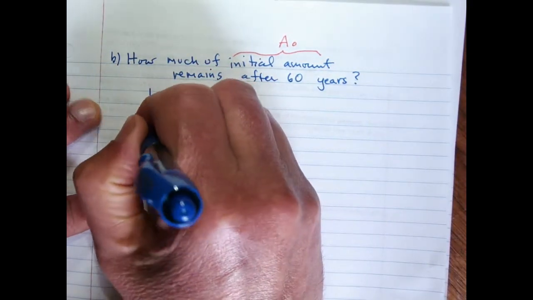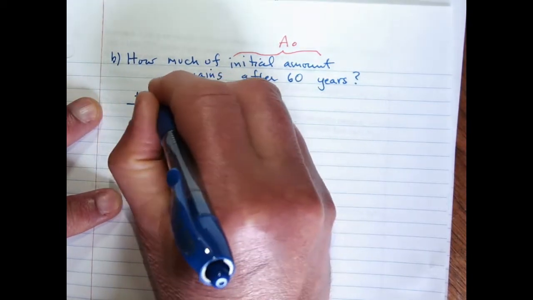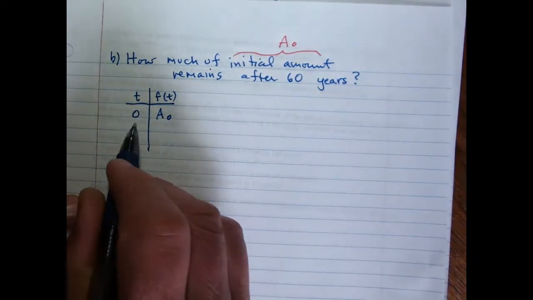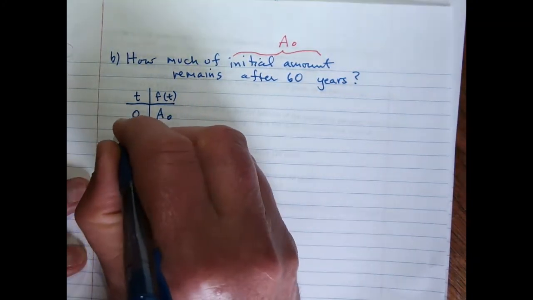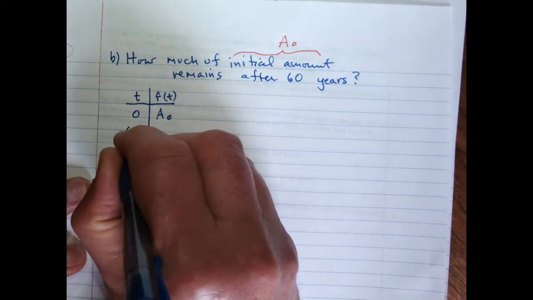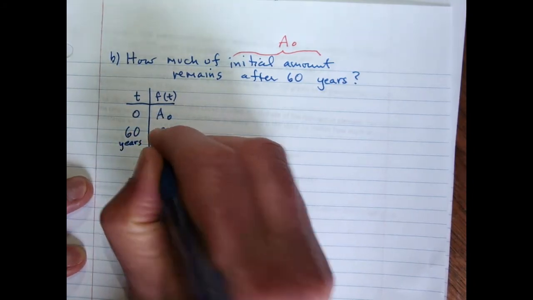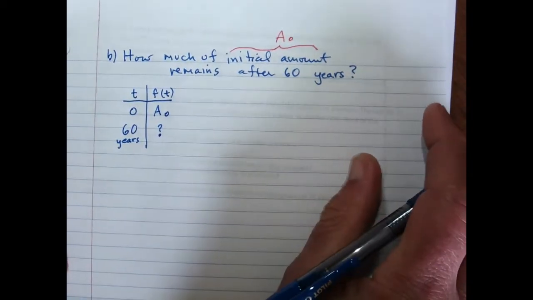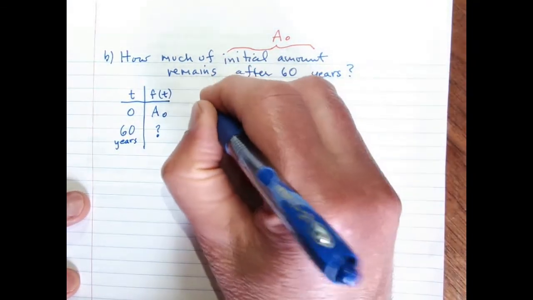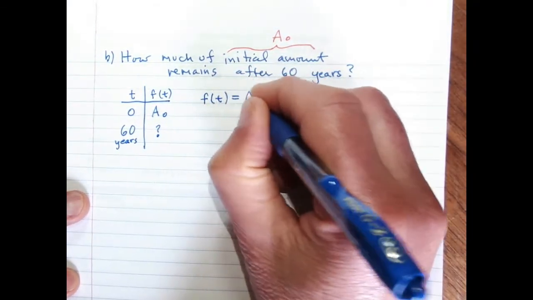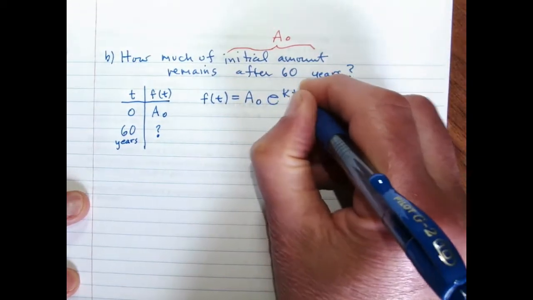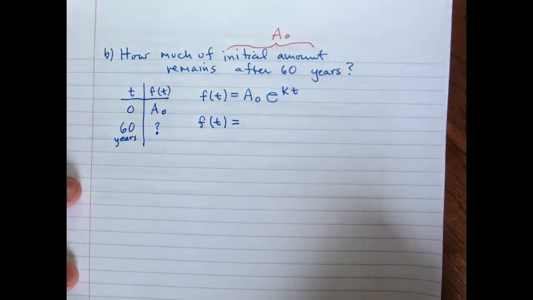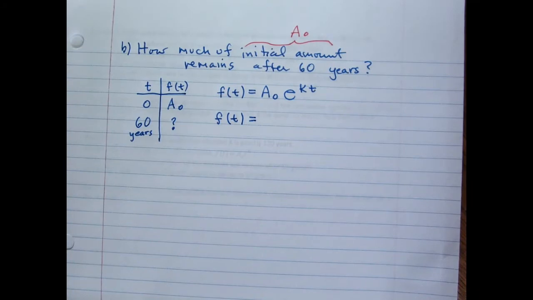If we thought of setting up a table of values, we got a0 at time t. We want to think about what function value we would have after 60 years go by. So let's see what we can say. f of t equals a0 e to the kt. Now, I don't know what a0 is. We don't have a value for a0, but we do have a value for k.